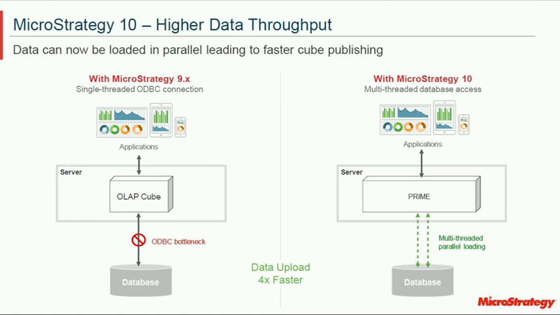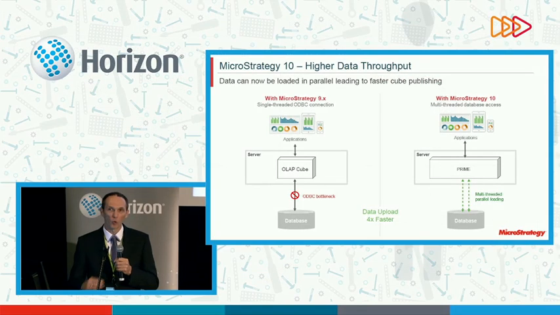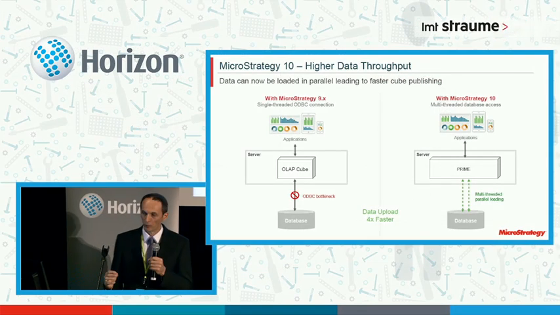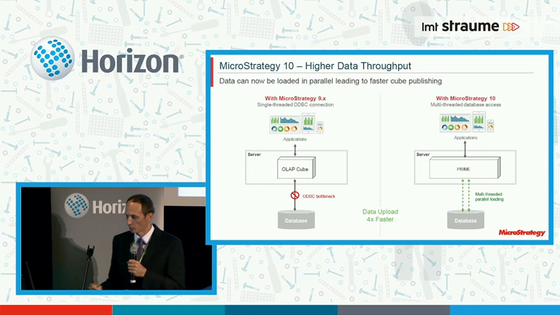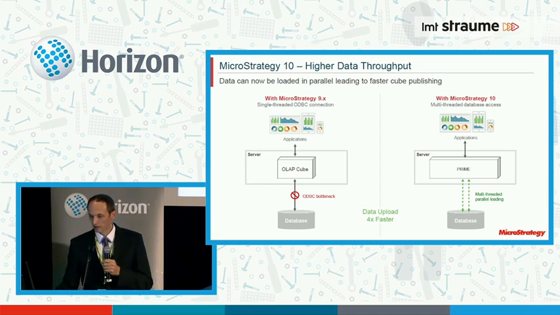So first of all, it allows you to do multi-threaded parallel loading of data. So you can connect many times to the database, and for one task only, not because it was possible before, but for different tasks, different reports, let's say. And now it's possible for one task or one cube in the memory. So you can accelerate the data upload a lot.